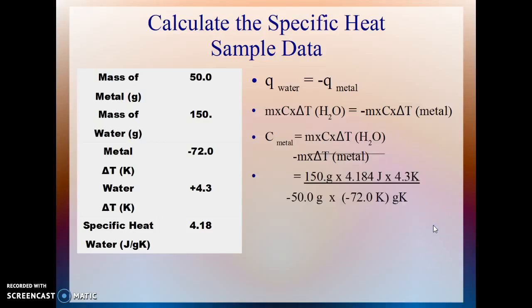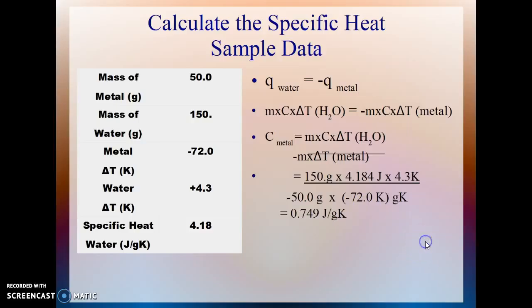We're going to plug in these numbers that we have generated over here on the left. 150 grams of water, 4.184 joules per gram Kelvin. I wrote that down here at the bottom for the specific heat of the water, and 4.3 Kelvin temperature change for the water. And then here's our negative number because we had a negative change in the temperature of the metal, which has 50 grams and a negative 72. So for the specific heat capacity here, the negatives will cancel out and we'll have a positive number.